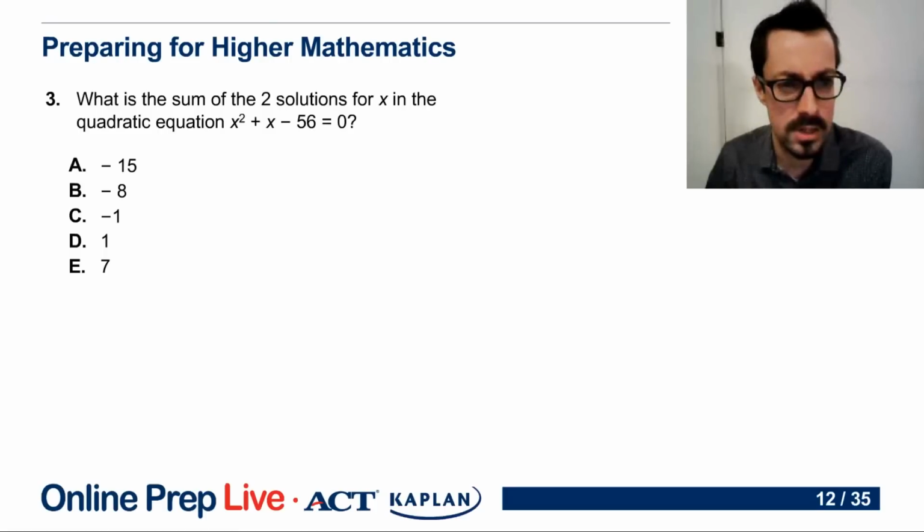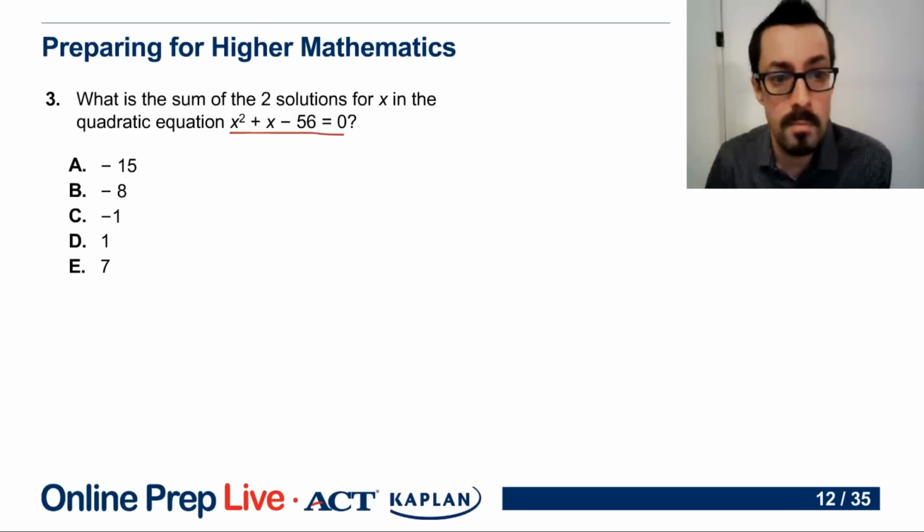For example, let's take a look at this right here. Here we are going to do the reverse FOIL. They ask, what is the sum of the two solutions for x in this quadratic equation? So we're going to do the reverse FOIL on that, and I want y'all to tell me, well, what two numbers, and this is going to be very easy to think up these two numbers.